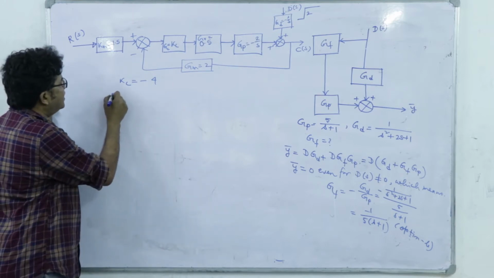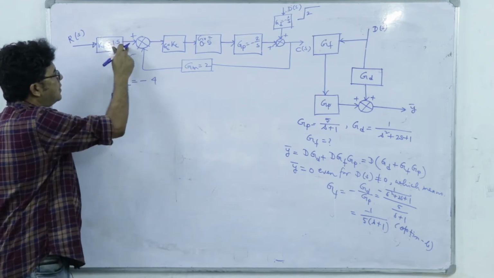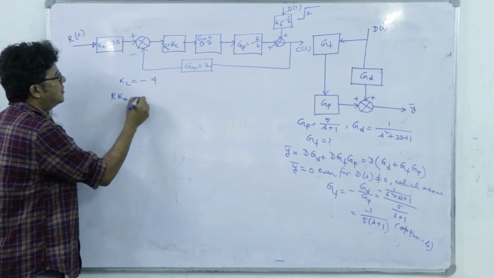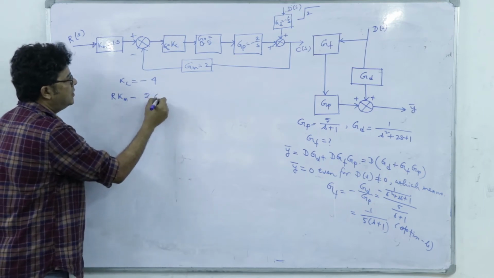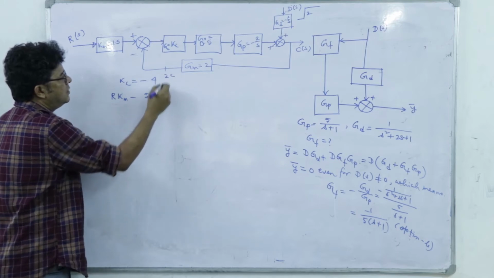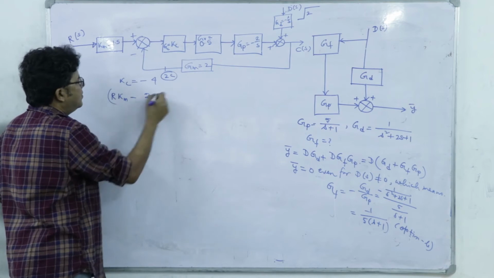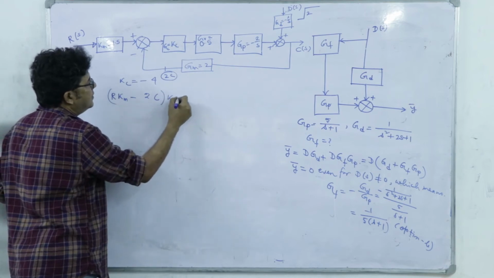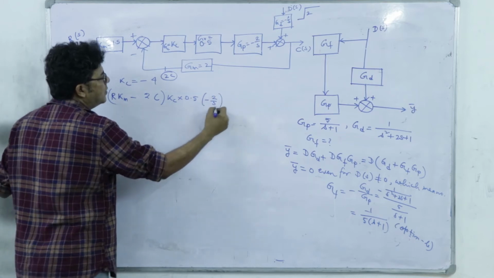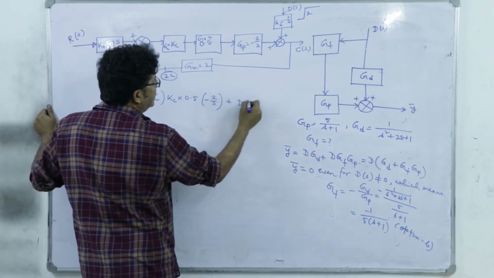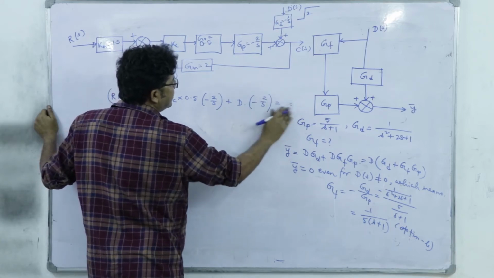So R into Km is the signal here, right, minus 2 into C is the signal here, 2 into C, right. It is subtracted, multiplied by Kc into 0.5 into minus of 2 by S plus D into minus of 2 by S is equal to C.